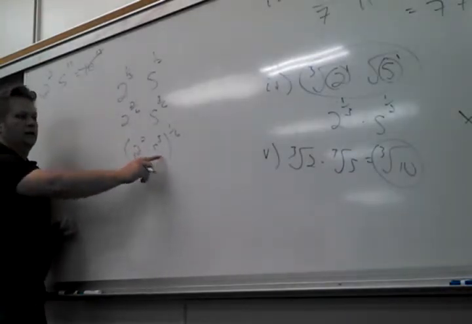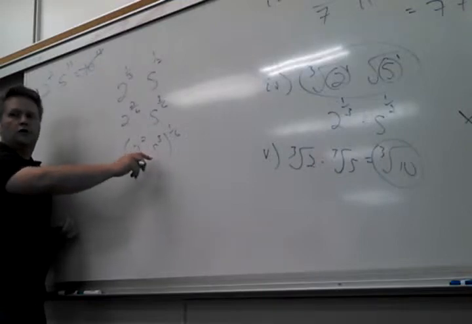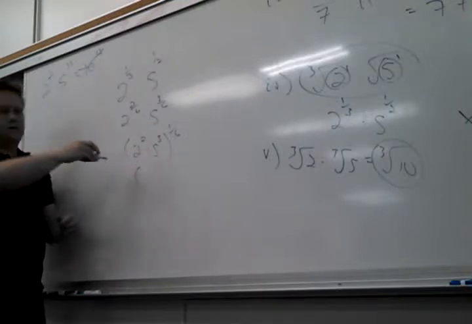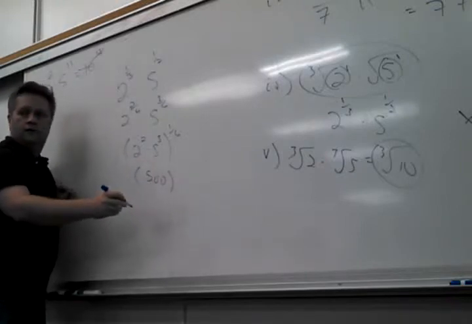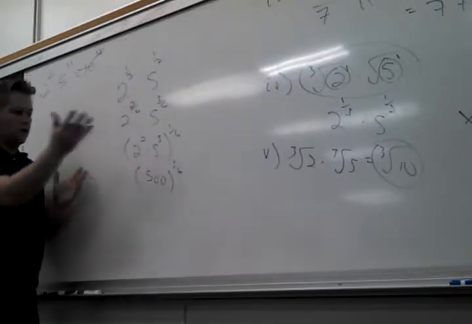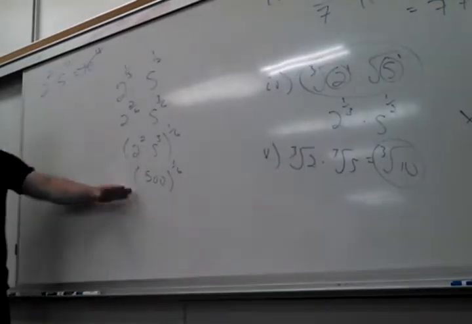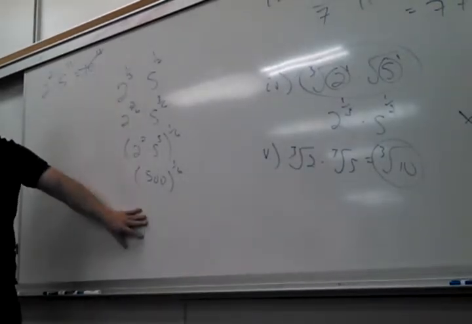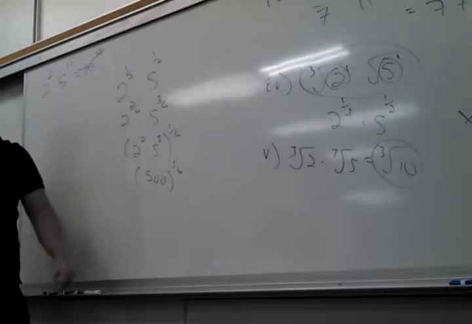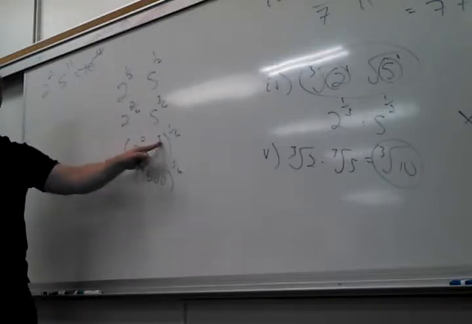So in here, what do I get? 4 times 125, which is 500, I think. To the 1/6. That's all you can really do. Is that really any better than this in any real way? Sort of, but not really. And you can imagine these powers can get high.